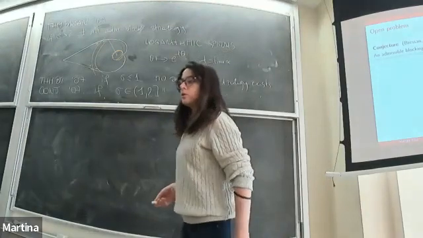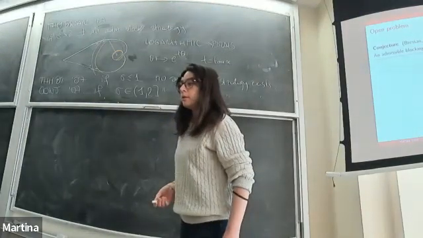So one way to model the problem is the following. Introduce the following function: T gamma of x is the infimum of times t greater than 0 such that x is in gamma of t.